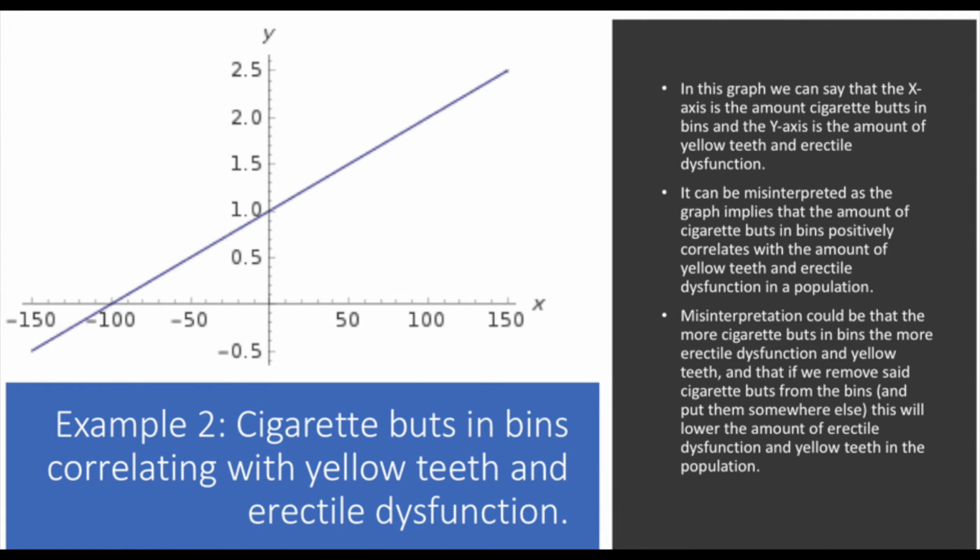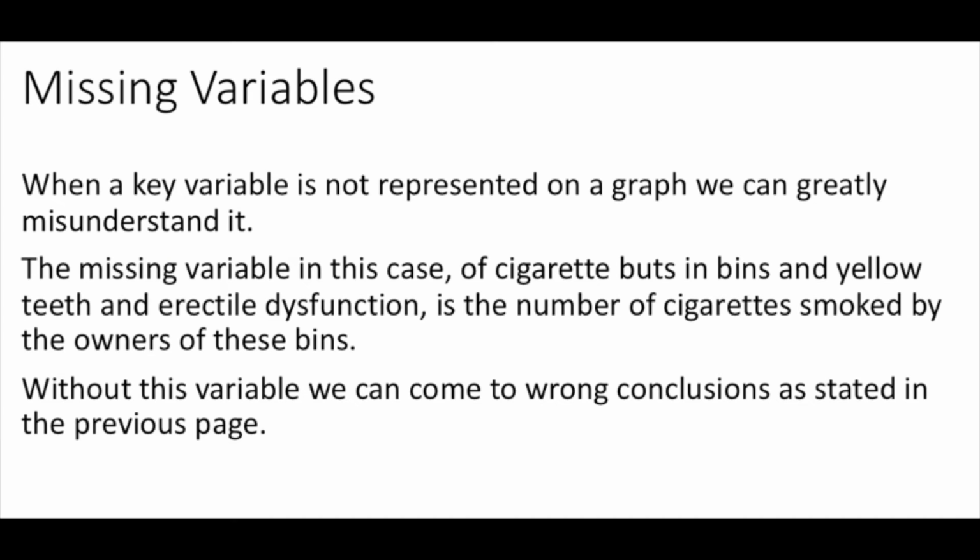Another example of a potential misinterpretation is, if a variable is omitted, we may mistakenly come to the conclusion of a causal connection. We may represent on a graph and notice a positive correlation between the amount of cigarette butts in bins and yellow teeth and erectile dysfunction. Could we therefore conclude that these cigarette butts cause the symptoms? Perhaps removing the cigarette butts from the bins would stop these symptoms from occurring. The missing variable in this case is the number of cigarettes smoked by the owners of these bins.